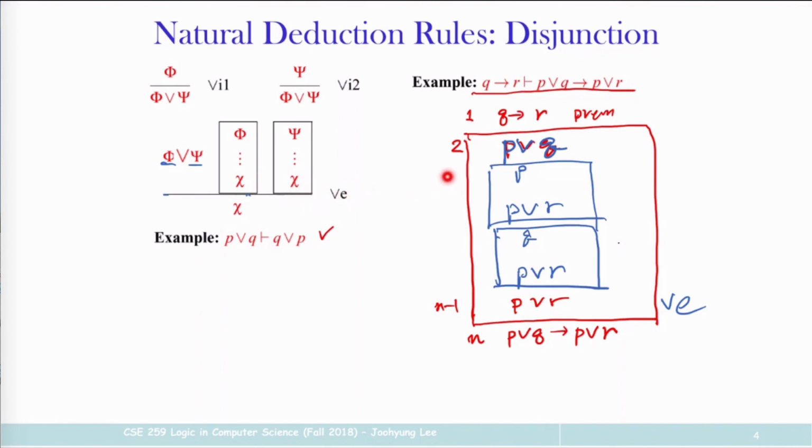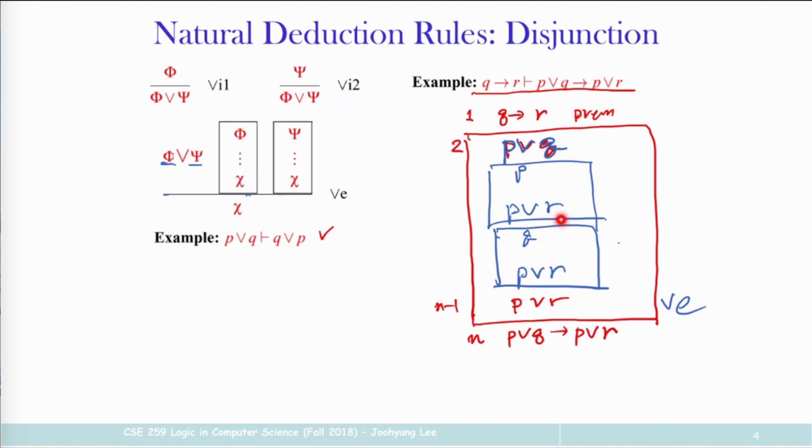Let me say this again. I want to prove this fact, P or R is true. There are two cases to consider. When P is true, I can derive P or R. And if Q is true, I can also derive P or R. Then regardless of which case we are in, I can always derive P or R. Note here that we use different P or R, P or R, P or R here, but each of them has different assumptions.